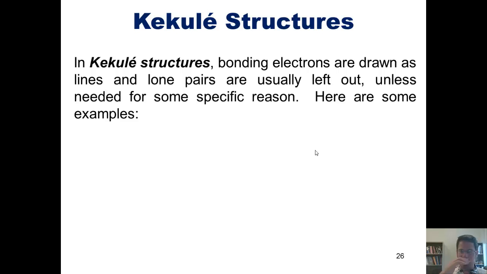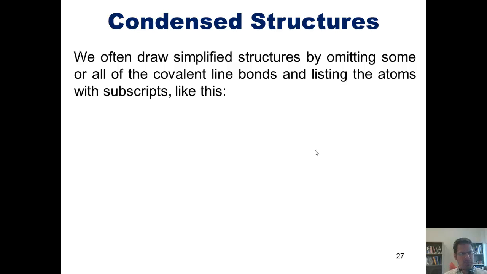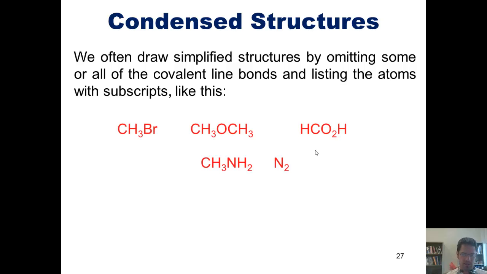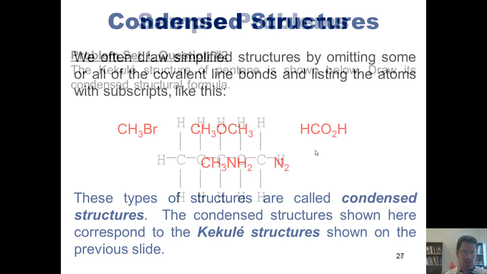We'll now finish this lecture by briefly introducing you to 2 different subjects, Kekulé structures and condensed structures. In Kekulé structures, bonding electrons are drawn as lines, and lone pairs are usually left out unless needed for some special reason. Here are some examples. We often draw simplified structures by omitting some or all of the covalent bonds and listing the atoms with subscripts like this. These types of structures are called condensed structures. The condensed structures shown here correspond to the Kekulé structures that I showed in the previous slide.